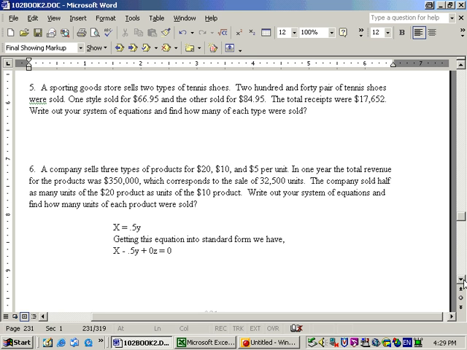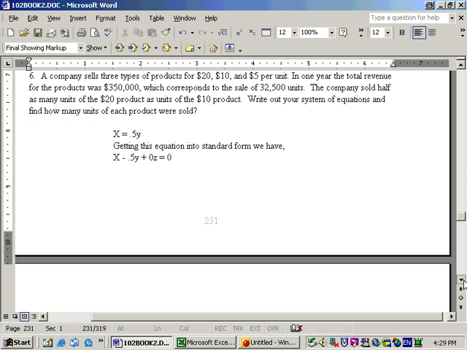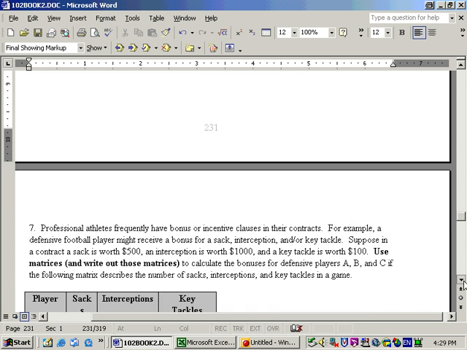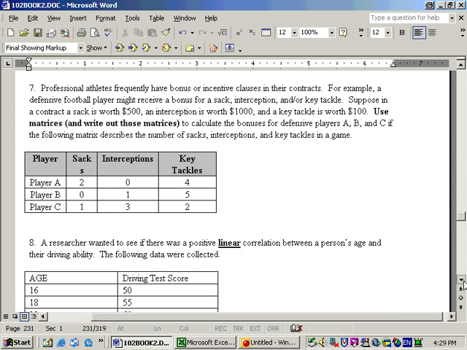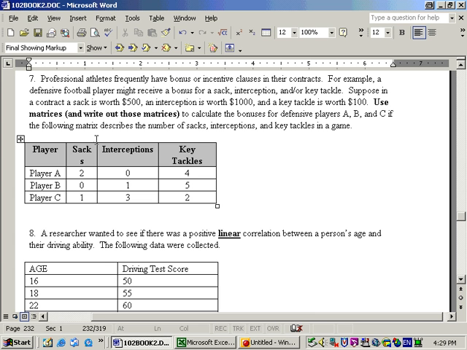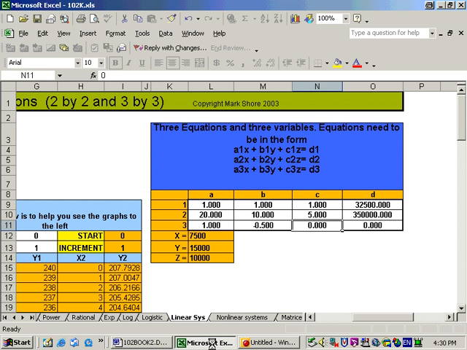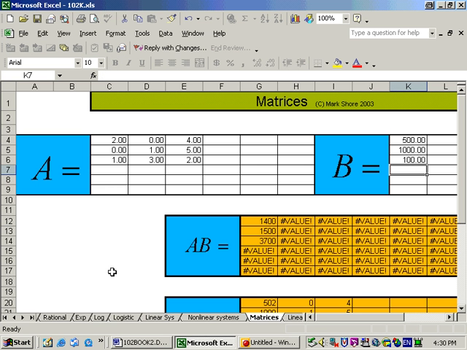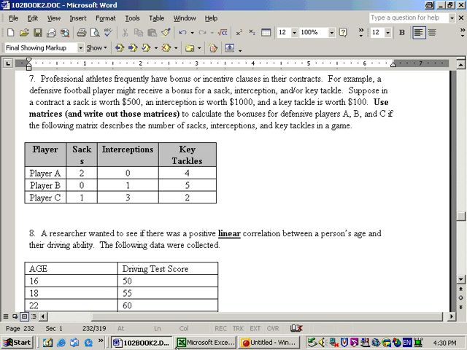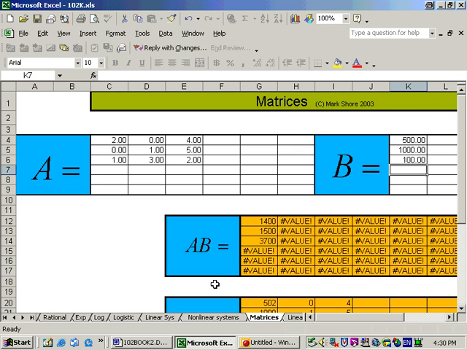On example or problem number 7, it gives you information about professional athletes and a matrix for their bonuses and a dollar amount for each bonus. And we did a problem very similar to this in the matrices area. So I put in each player A, B, and C, their number of sacks, interceptions, and key tackles, and their dollar value for sacks, interceptions, and key tackles here, and we get the bonus for player A, B, and C right here.